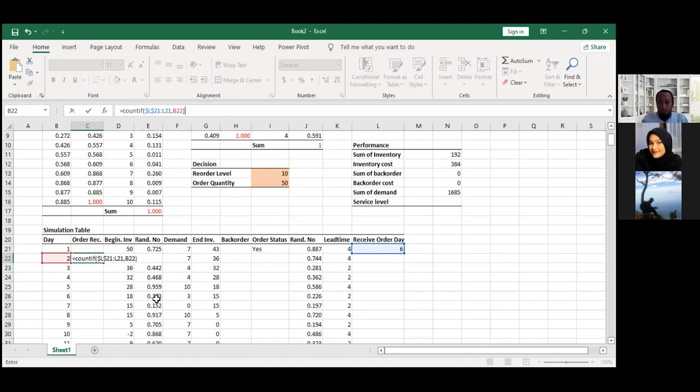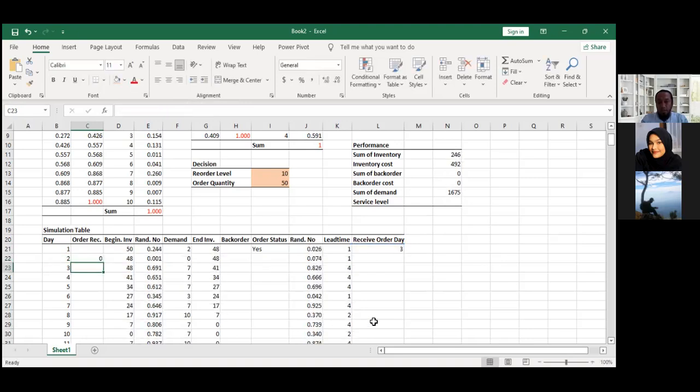Then, just for example, when we enter, the receive day is 3. So 3 here must be 1. When we copy down, when the receive order day is 4, in day 4 we receive the order. But why 1? Here we need to multiply the 1 with the 50. We simulate again. Now the lead time is 6. When we order at day 1, the lead time is 6, then we will receive the order at day 6. This one is correct.